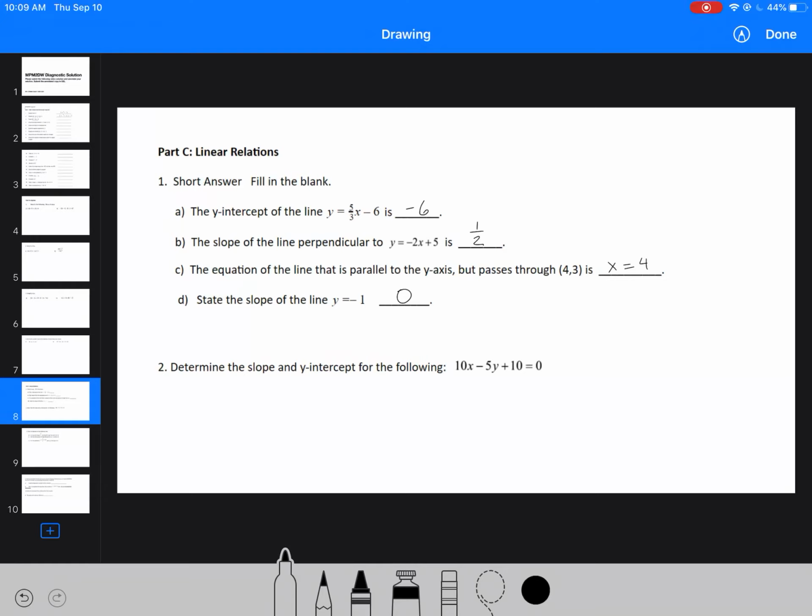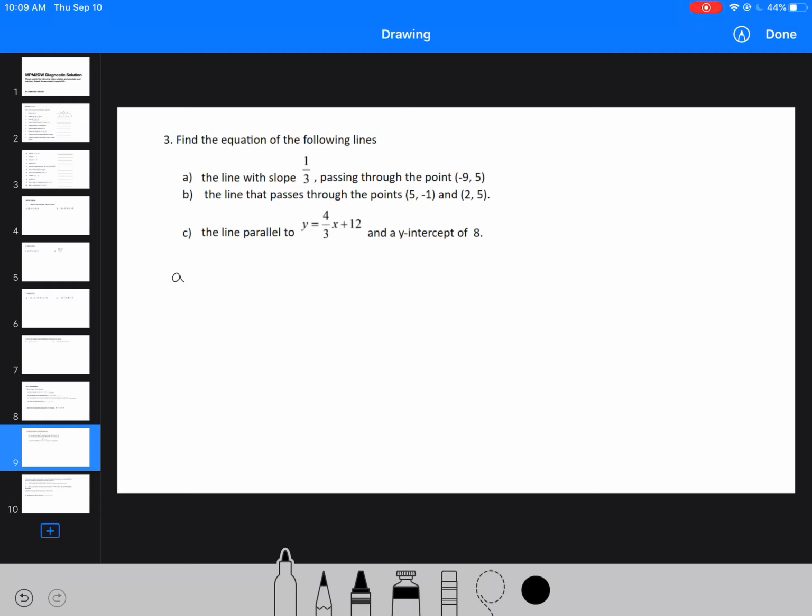Number 2, determining the slope and the y-intercept. First thing is we're going to rearrange into slope y-intercept form, and then we're going to divide by minus 5 to get y by itself. So I get 2x plus 2, and then my m is 2, my slope, and my y-intercept is also 2.